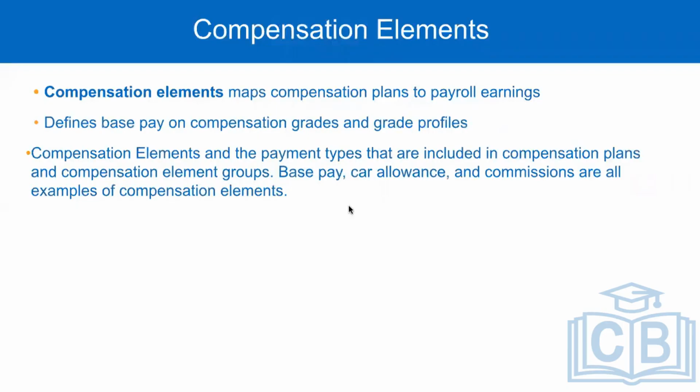Now we know what elements are. We already discussed that. You can understand these elements, if it gets confusing, as equivalent to the earning codes in payroll. Payroll understands the language of earning codes. Compensation understands the language of compensation elements. And these compensation elements are nothing but earning codes which are used by payroll to understand what this means.